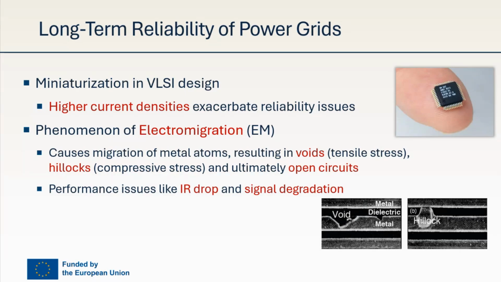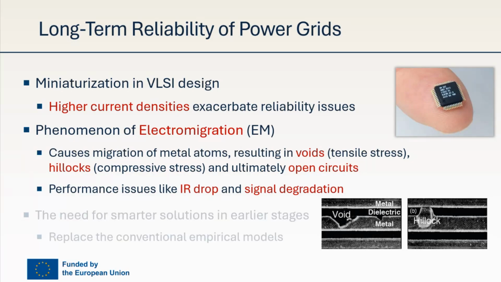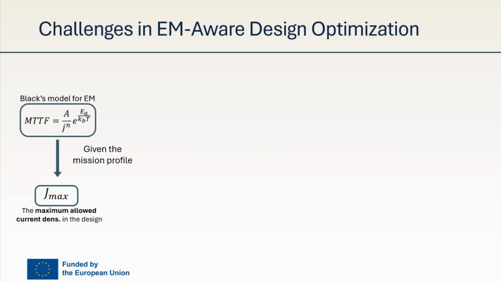Over time, this can create voids and hillocks, which can eventually either break the circuit or cause short circuits, leading to IR drop and signal degradation. Traditionally, designers relied on empirical models to estimate electromigration effects. However, with the increasing complexity of modern circuits, we need more precise, maybe physics-based solutions integrated early in the design flow. And what exactly are the problems with the traditional approaches? In order to explain this, we are going to need to go back to how electromigration assessment is performed inside the interconnects and power grids.